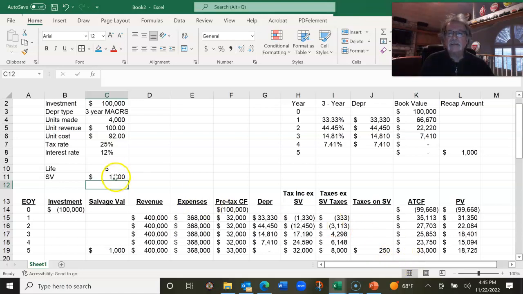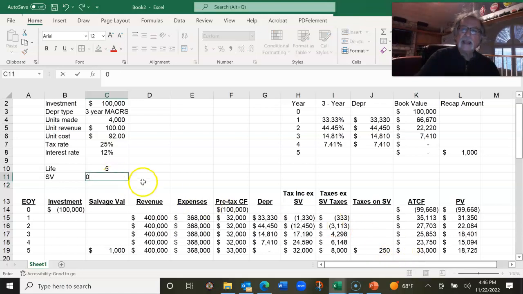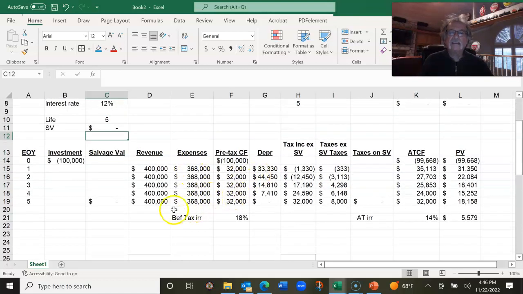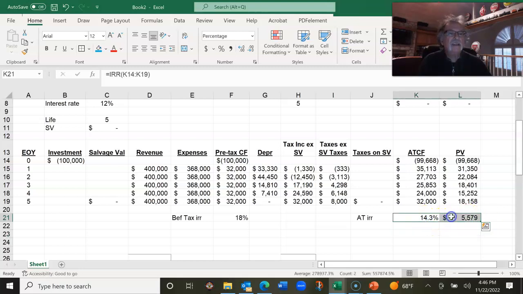But let's go back to our base case here. What I have is a small little model. I've got a before tax internal rate of return of 18%, after tax internal rate of return of 14.3%, and the present value of the project at 12% of $5,580. This is greater than zero. It's a good project. These are our performance variables. That is, this is what management is most interested in.